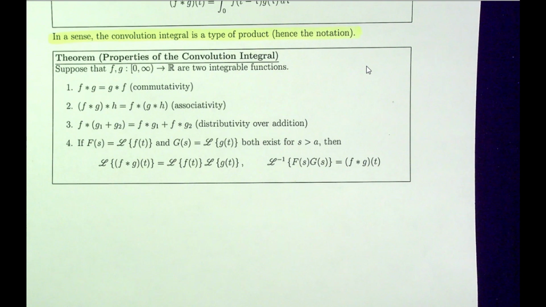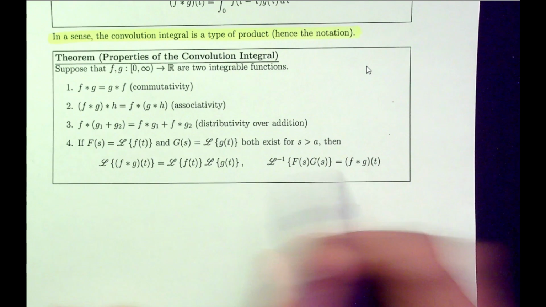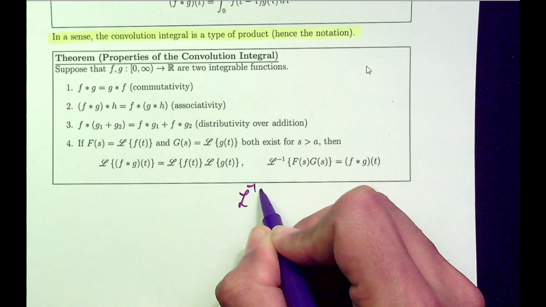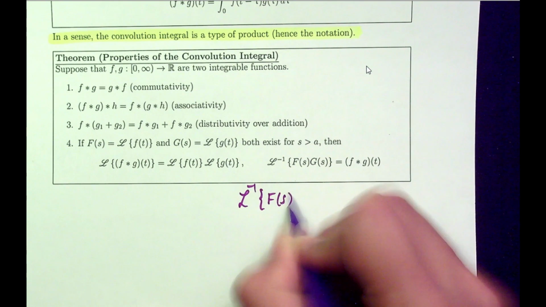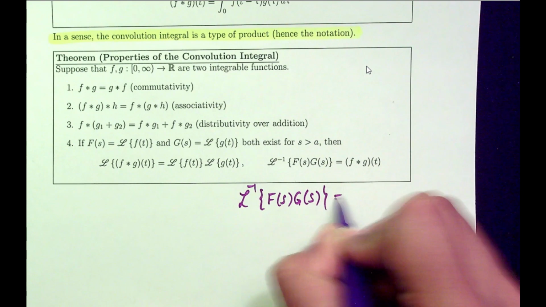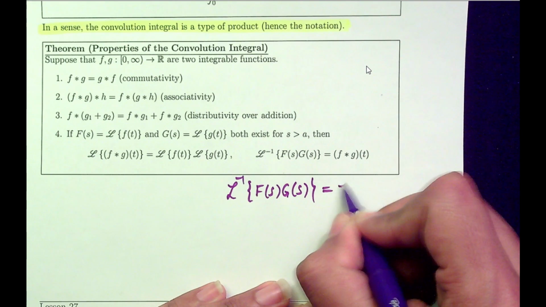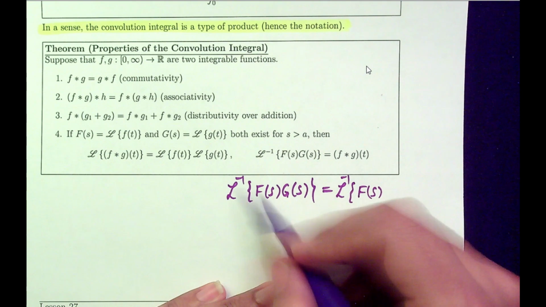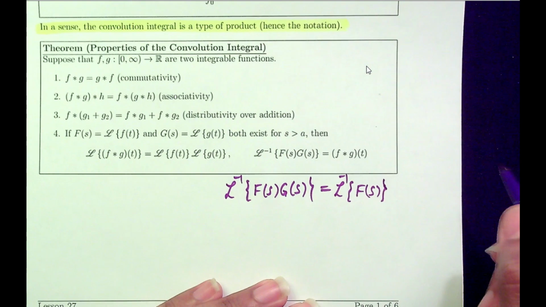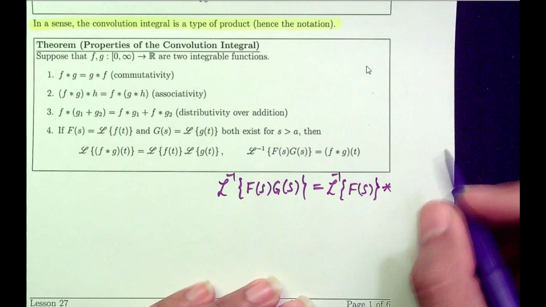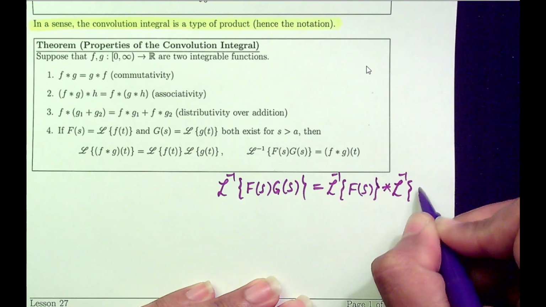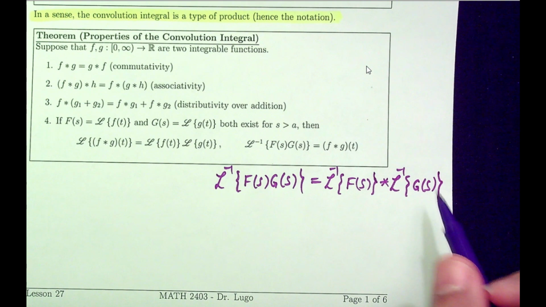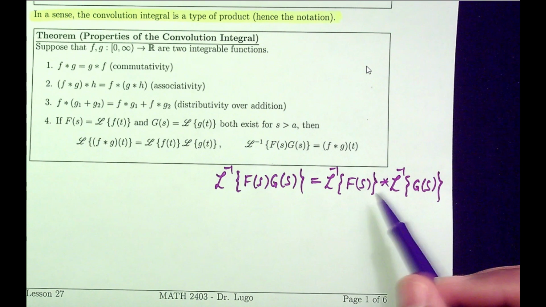In other words, using Laplace transform notation for both sides here as well, just like I did here, the Laplace transform of F(s) G(s) is equal to, the Laplace transform inverse of the product is the Laplace transform inverse of F convolution product Laplace transform inverse of G. So it's not a regular product, it is a convolution product.